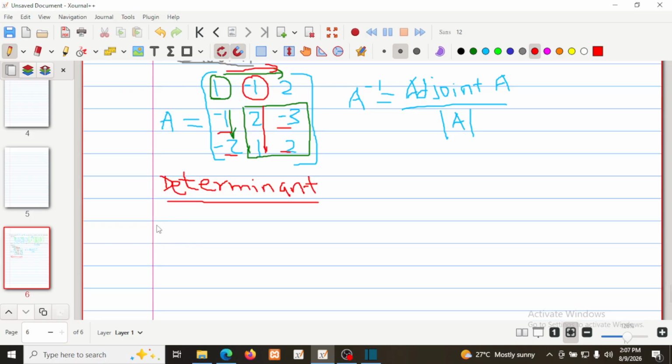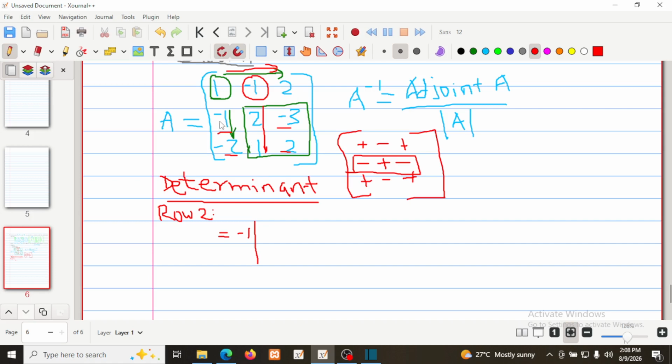For the determinant of this matrix, we select any row. Let's take row number 2, as the row to determine the determinant. If you remember the sign matrix, it is positive, negative, positive; negative, positive, negative; then positive, negative, positive. So for row 2 we have negative, positive, negative. The first element will be affected by negative, so we will have negative 1.